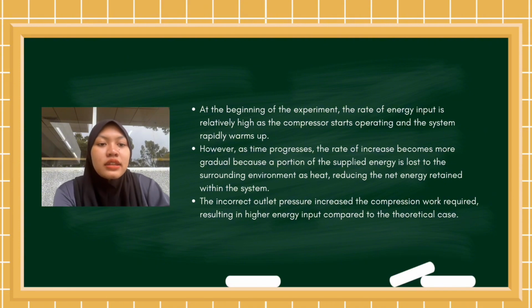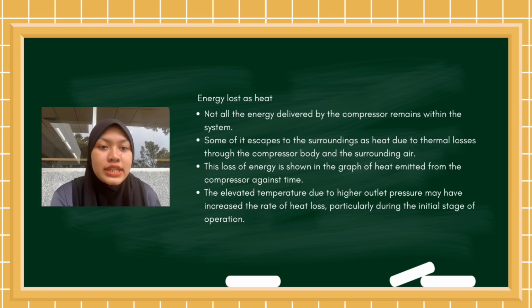However, as time progresses, the rate of increase becomes more gradual because a portion of the supply energy is lost to the surrounding environment as heat, reducing the net energy retained within the system. The incorrect outlet pressure increased the compression work required, resulting in higher energy input compared to the theoretical case. The second one is energy loss as heat.